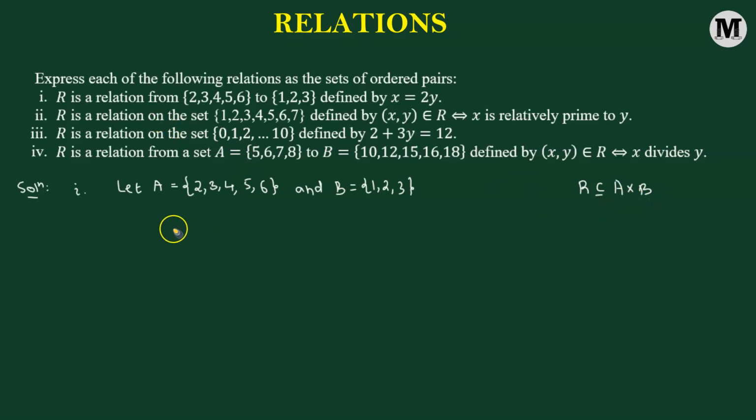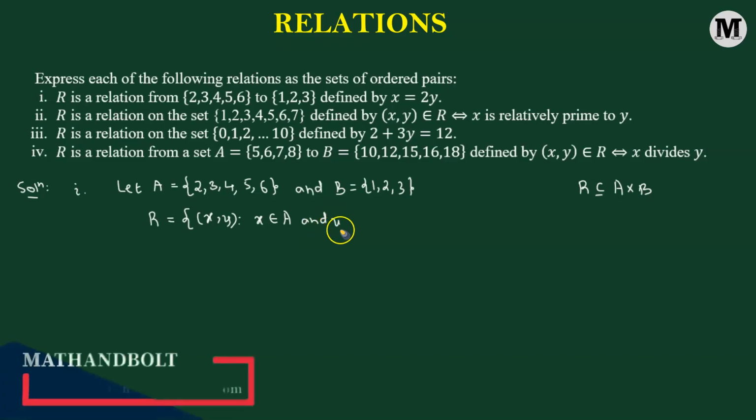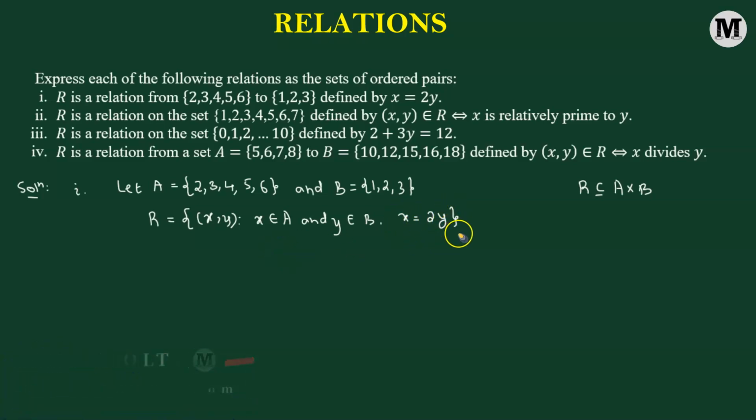Now what here is R? R is a set defined by the ordered pairs (x, y) such that x is an element that belongs to the first set A and y is an element that belongs to the second set B, and both x and y are related by the equation x equals 2y. So this is how we will use the definition of the given relation to express it as a set of ordered pairs.